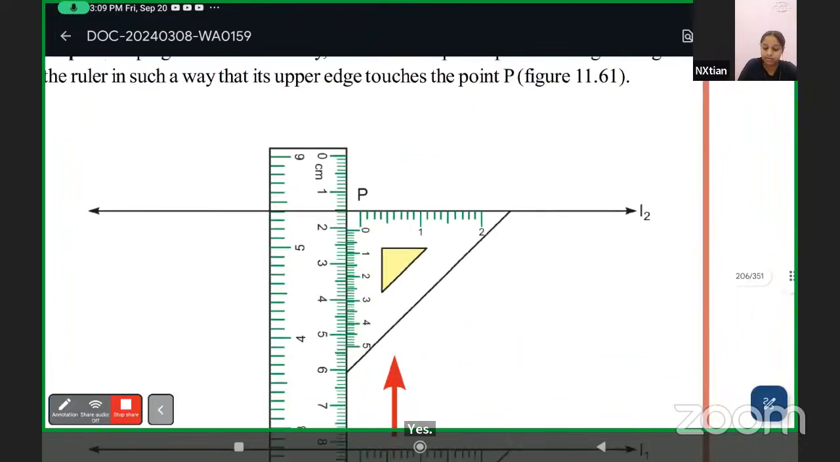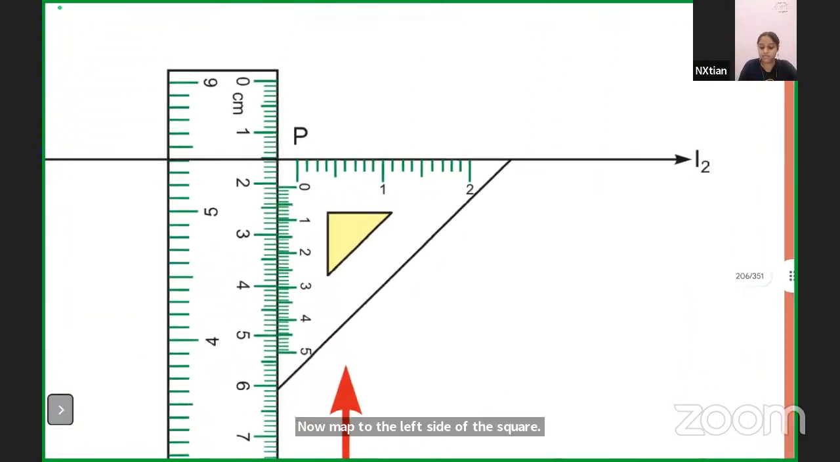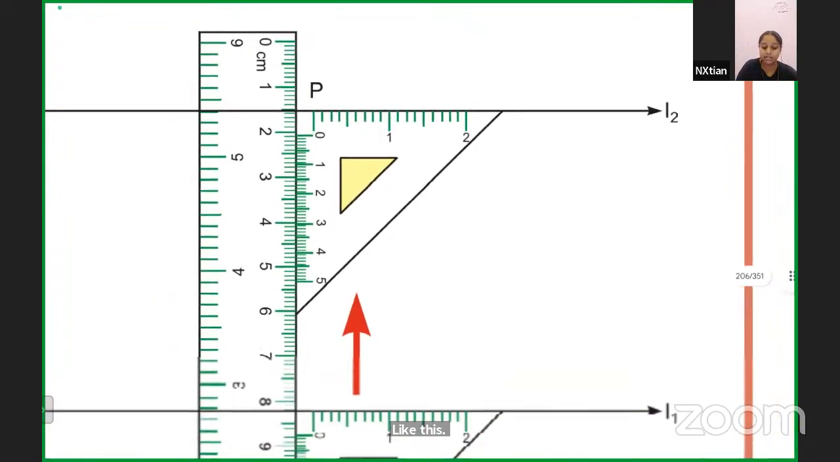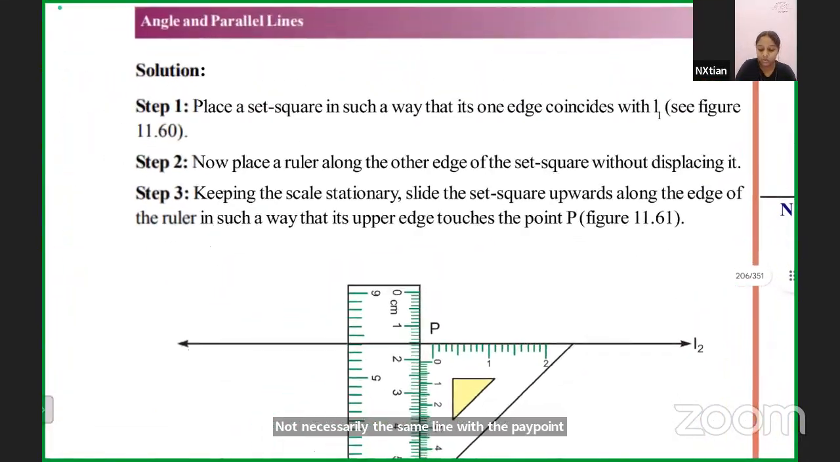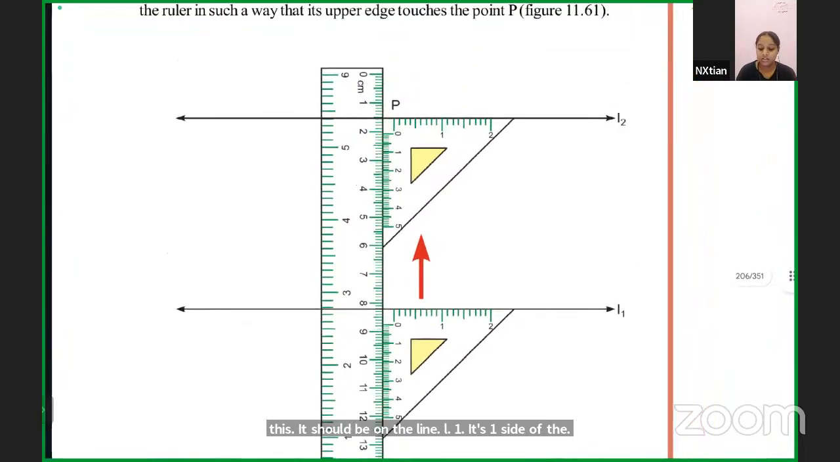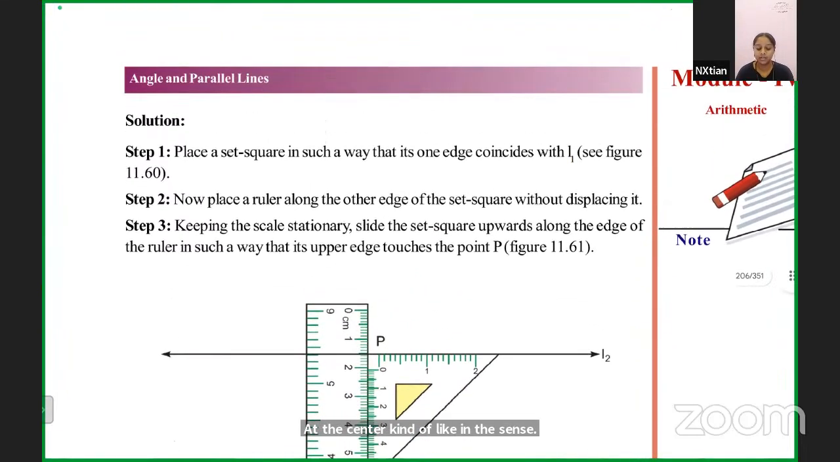Ma'am, to the left side of the set square, it has to be in the same line with the P point? Not necessarily the same line with the P point. It should just be on the line L1, anywhere on the line L1. Try to make it near the center.